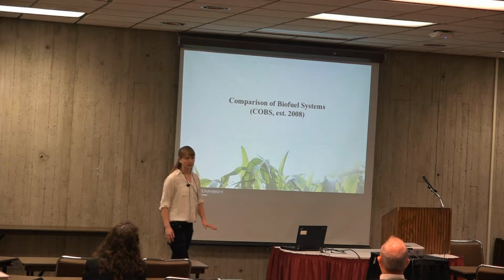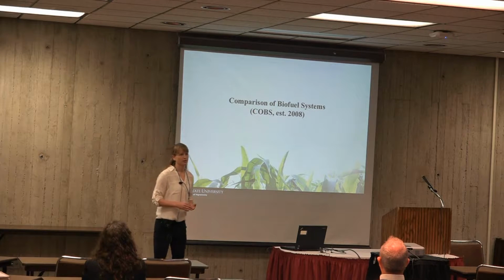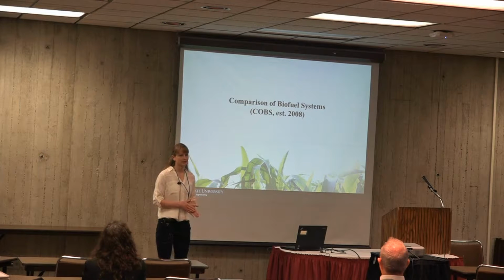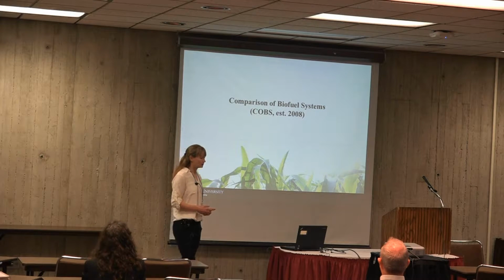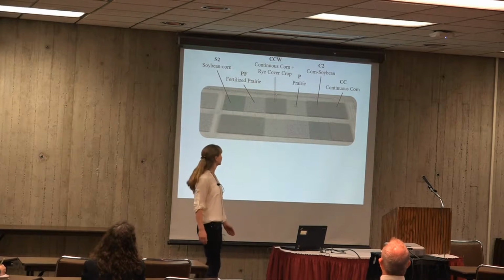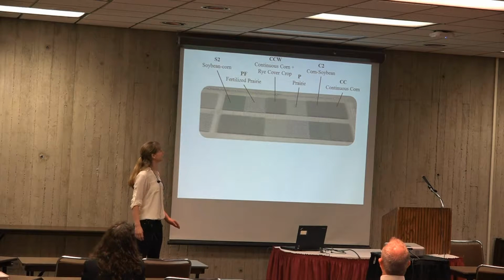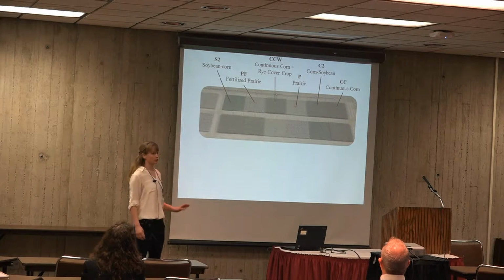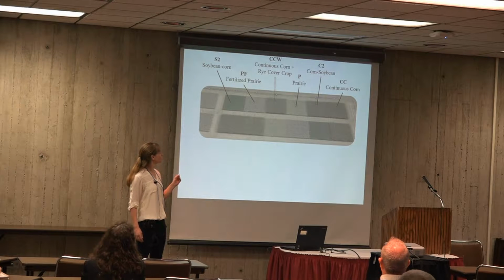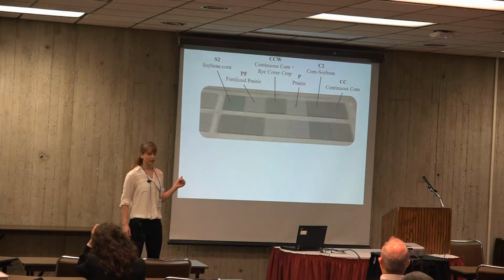So once we have this model and once it's running really well, we also need a field site to test if it's running really well and to see if the measurements actually match up with what the model is predicting. So we used a site called the Comparison of Biofuel Systems, or COBS, that was planted in 2008. COBS is very large, and today I'll just be talking about the row crop treatments, so I won't be talking about the prairies. We have soybean-corn and the complementary corn-soybean. We also have continuous corn with and without a rye cover crop.